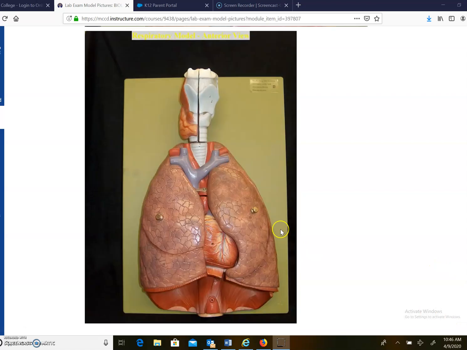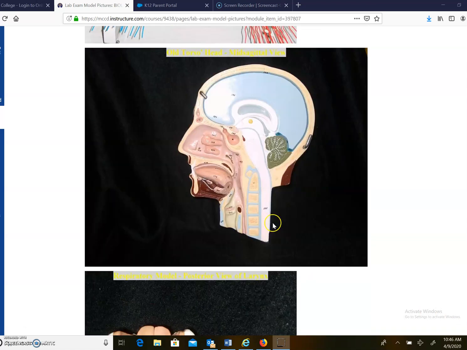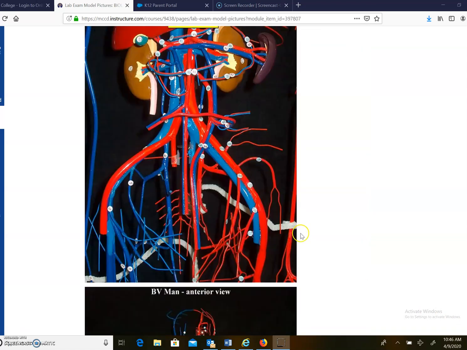So we're going to end there. Oh no, let's do a little bit more up here. I forgot I put my respiratory models up at the top.